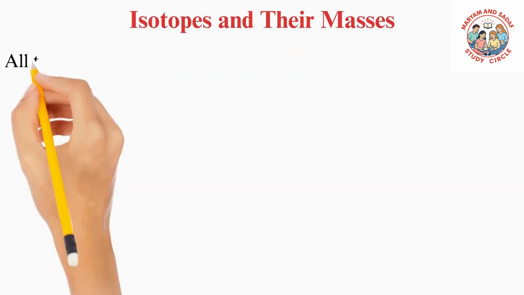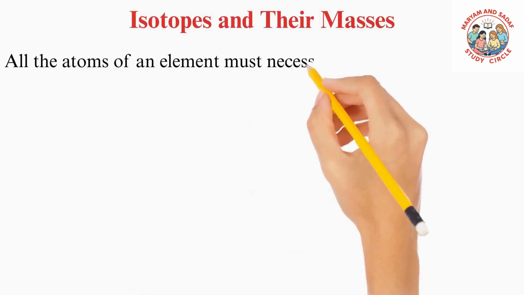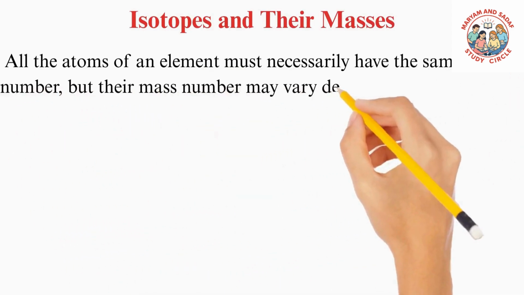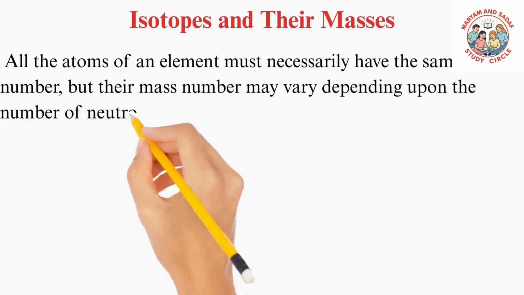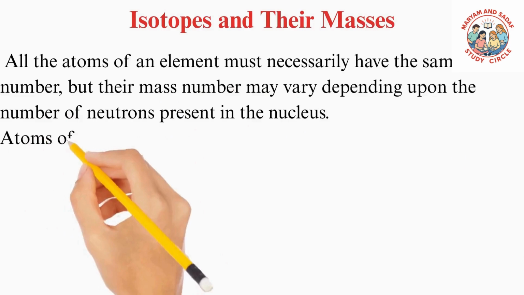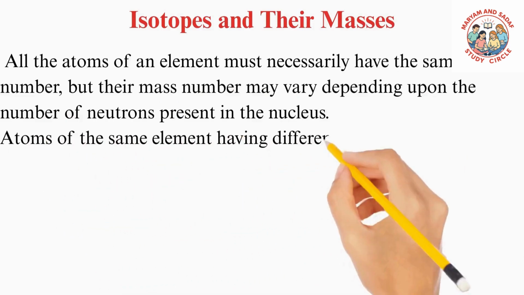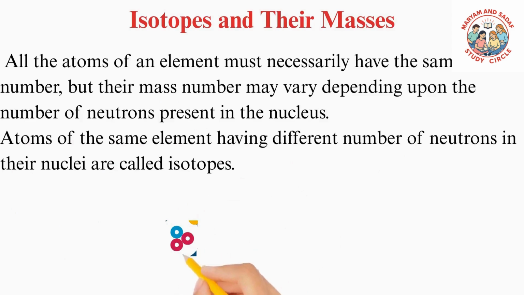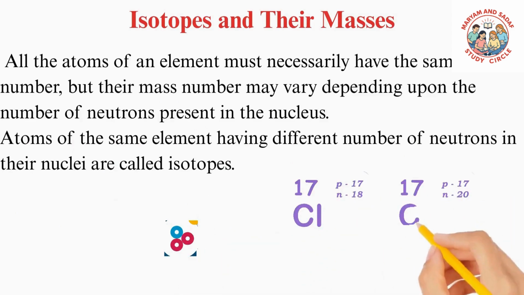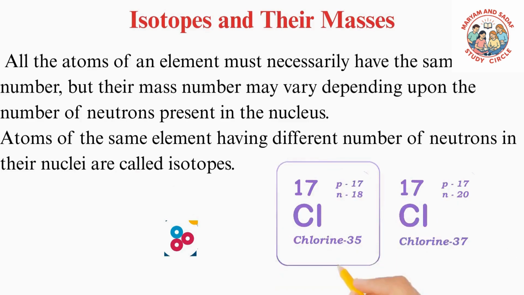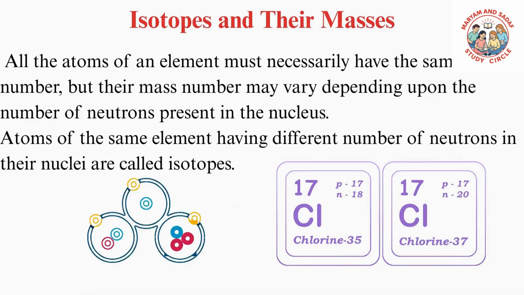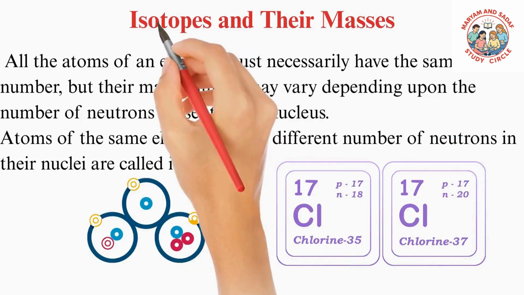Isotopes and their masses. All the atoms of an element must necessarily have the same atomic number, but their mass number may vary depending upon the number of neutrons present in the nucleus. Atoms of the same element having different numbers of neutrons in their nuclei are called isotopes. There are 2 isotopes of chlorine, chlorine-35 and chlorine-37. Chlorine-35 has 17 protons and 18 neutrons, and chlorine-37 has 17 protons and 20 neutrons.